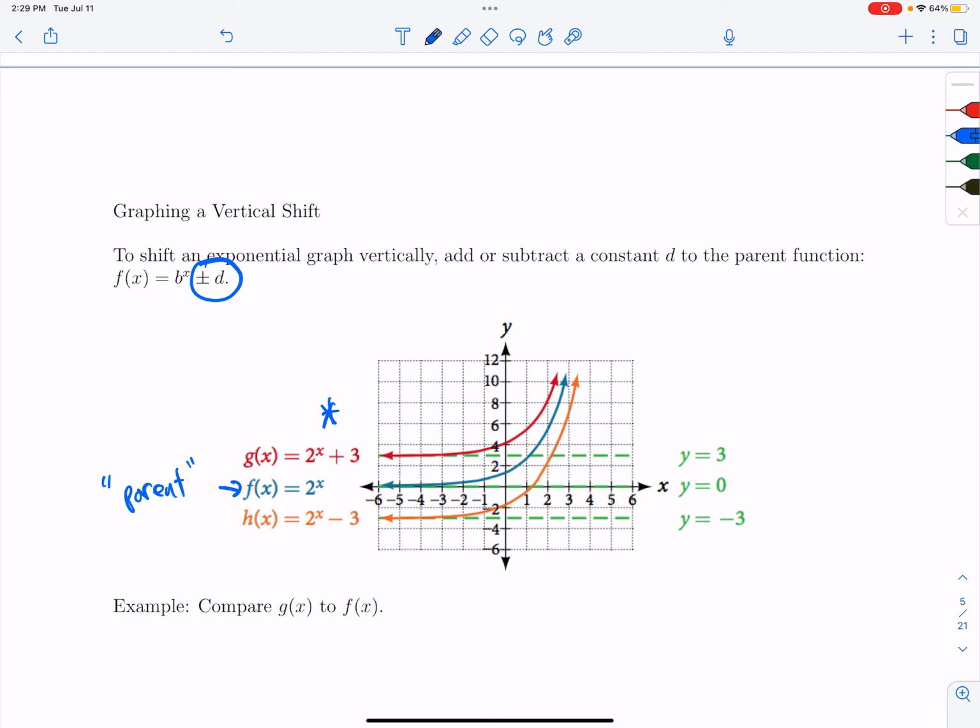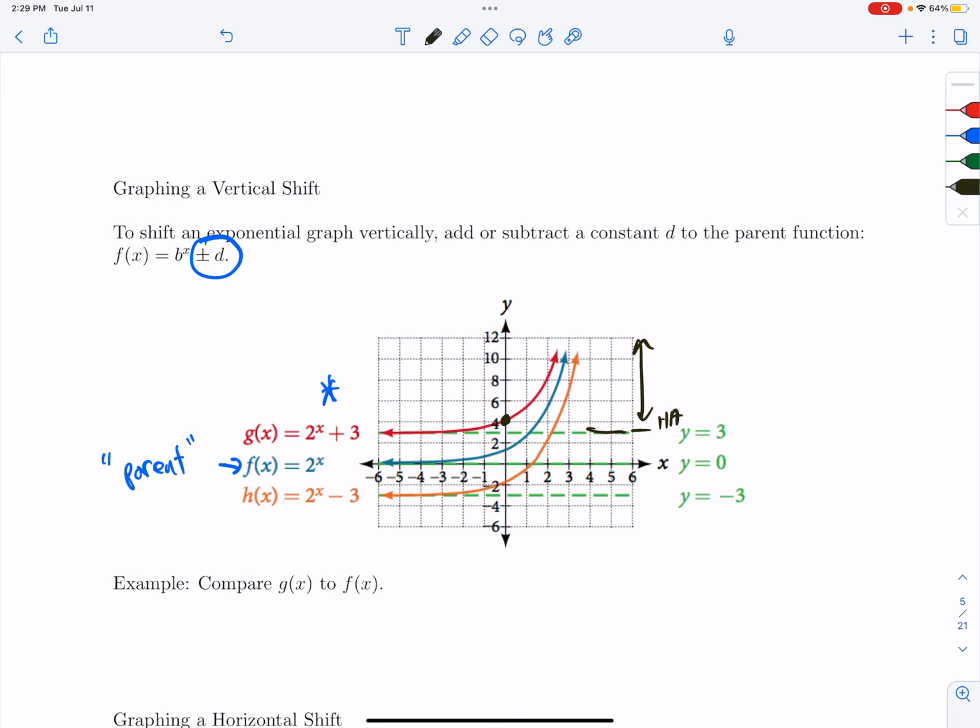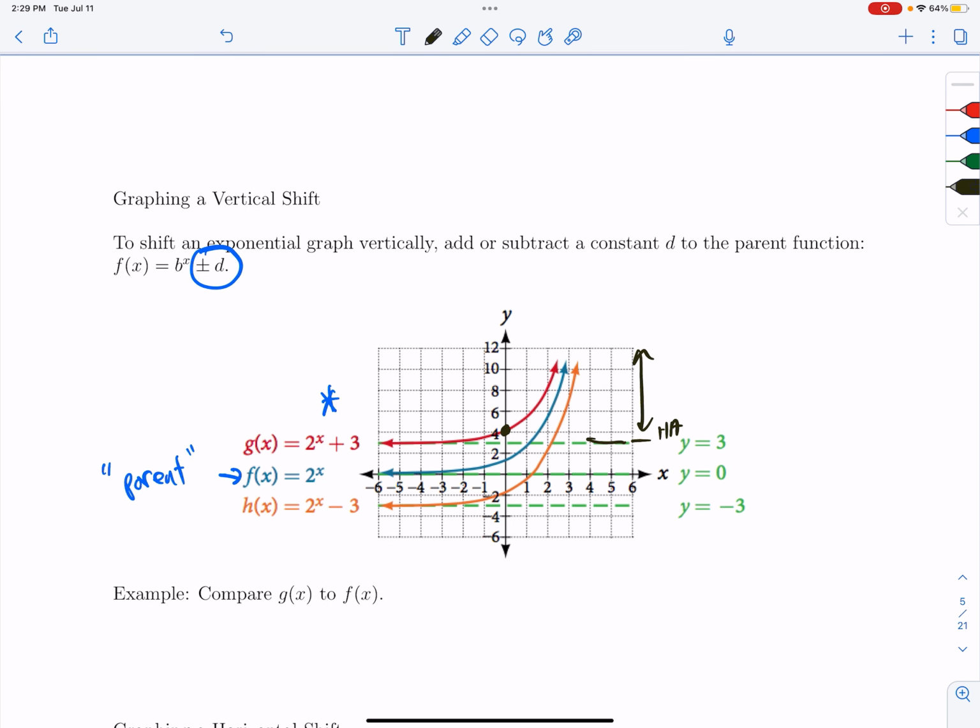And so what that impacts is the range and the horizontal asymptote, as well as the y-intercept, right? So if I'm looking at g of x, the y-intercept is shifting up. I have a new horizontal asymptote, and then the range is from 3 to infinity for that graph g of x. So if I was to compare g of x to f of x, well, it's kind of just what I said. For f of x, that's the parent function. For g of x, that's the transformed function.